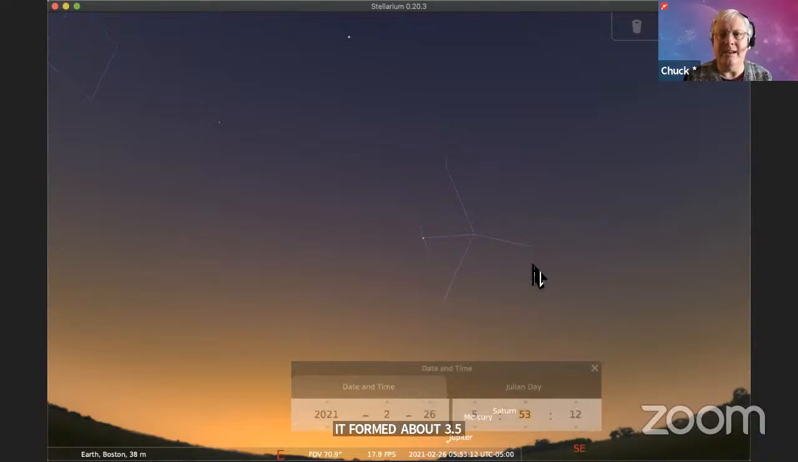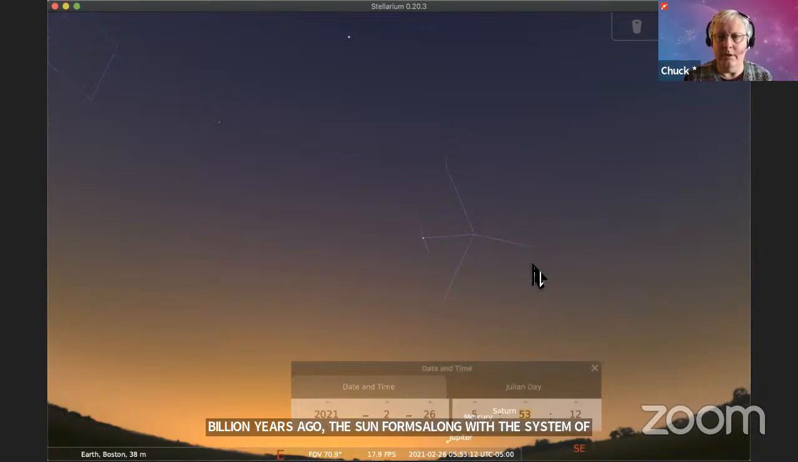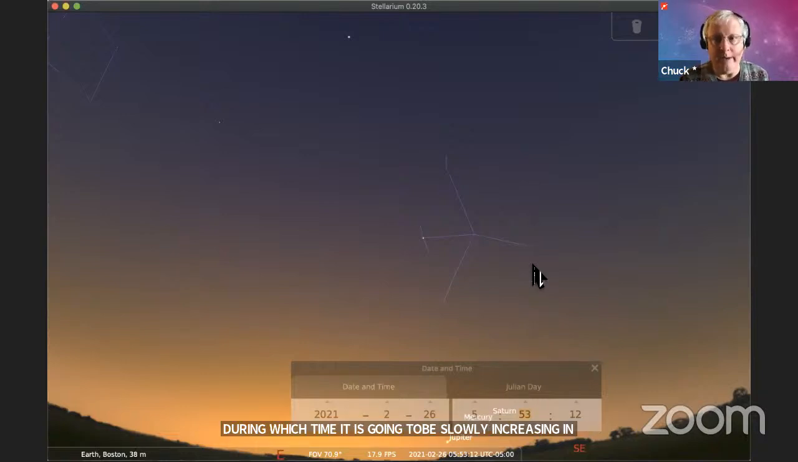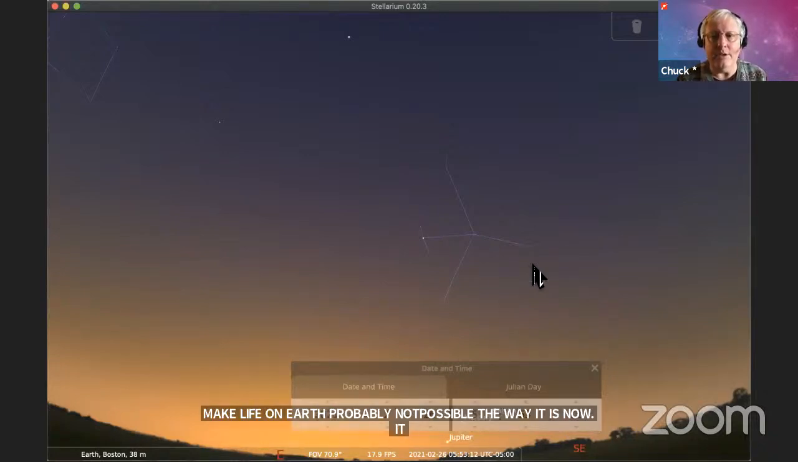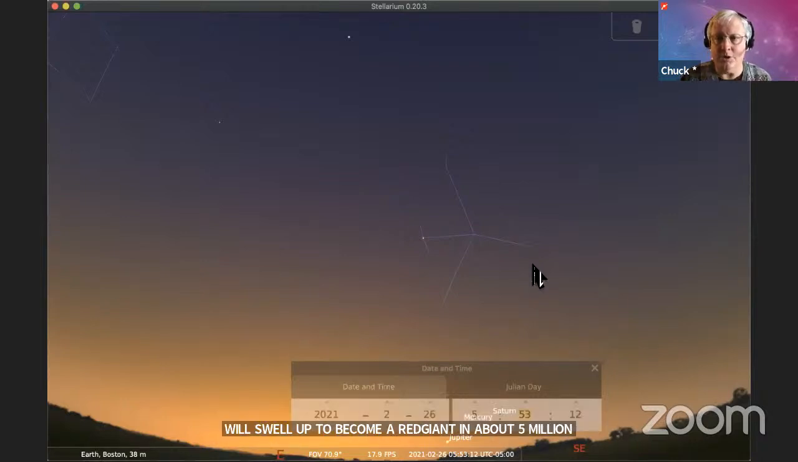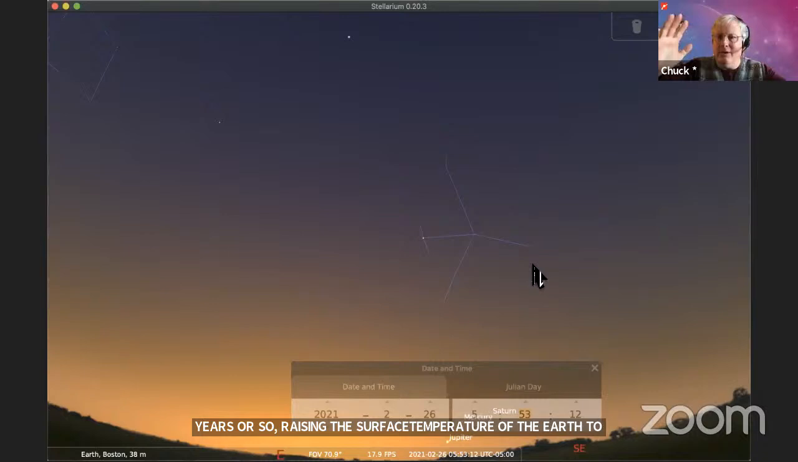The sun's got about another 5 billion years or so, 4 billion years or so, during which time it's going to be continually, slowly increasing in brightness and temperature. By about 1 billion years from now, it will make life on Earth probably not possible the way it is now, and then it will just keep warming from there. It will swell up to become a red giant in about 5 billion years or so, raising the surface temperature of the Earth to about 1,000 degrees Fahrenheit. And then in one or more spasms, blow off its outer layers in what we call a planetary nebula, a ring of gas. We've seen this around other stars as well.